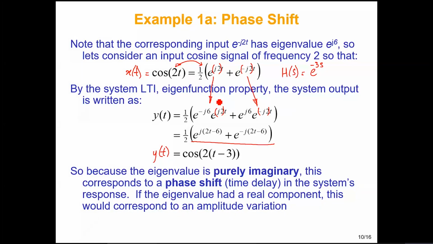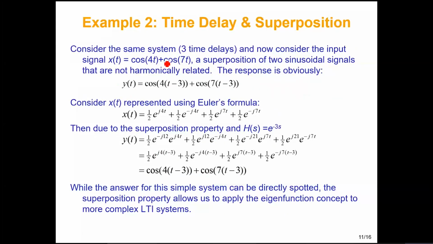Any confusions here? So let's just extend this. If we have multiple cosines given to us, same system, if we have cosine 4t plus cosine 7t given to us, and remember that your h of s for that system was e raised to the power of minus 3s. So if input given is this way, again the same thing, we need to represent those cosines in terms of complex exponentials. The first one would be this, the second cosine would be this.